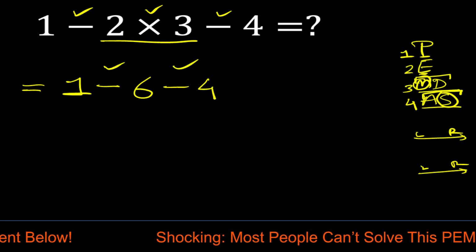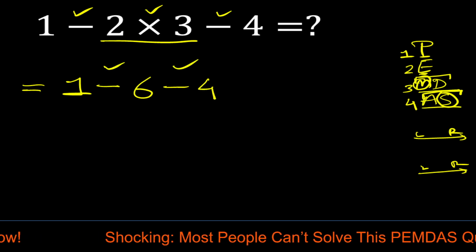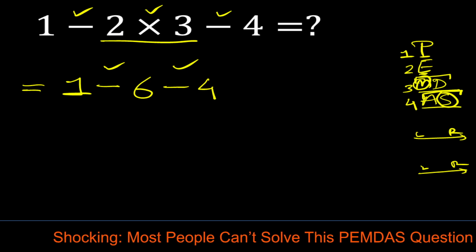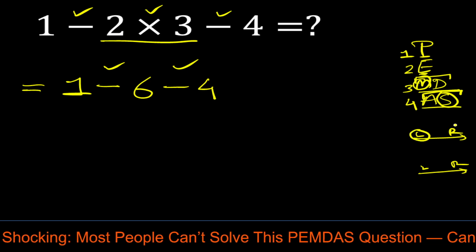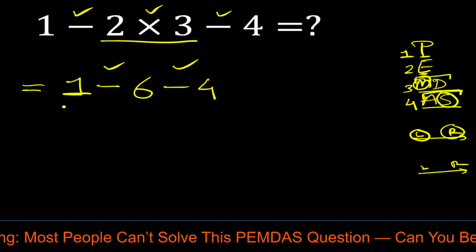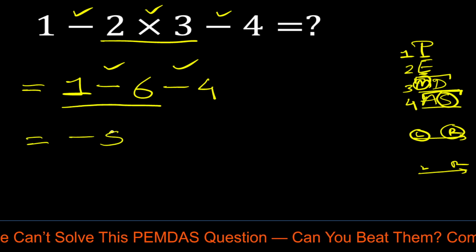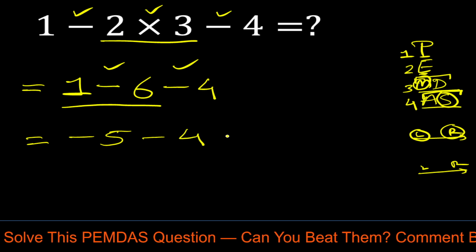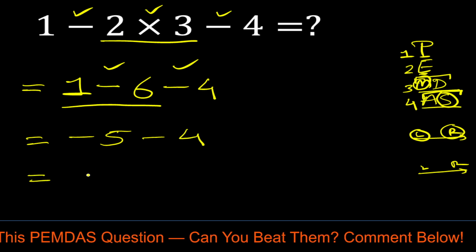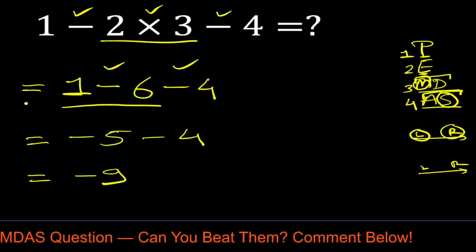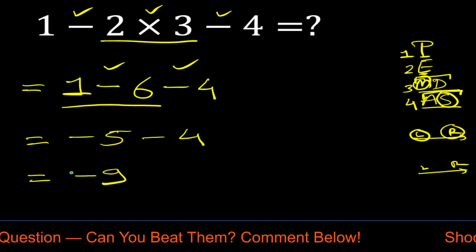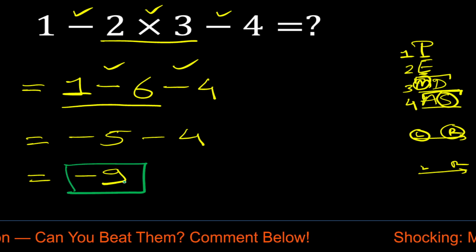Now here we have subtraction and here subtraction. And both have equal priority, so we have to solve it from left to right. So 1 minus 6 is equal to minus 5 minus 4. So minus 5 minus 4 is equal to minus 9, right? So the correct answer is minus 9.